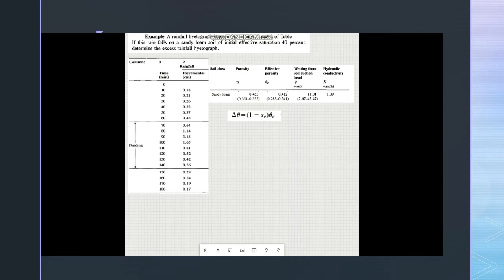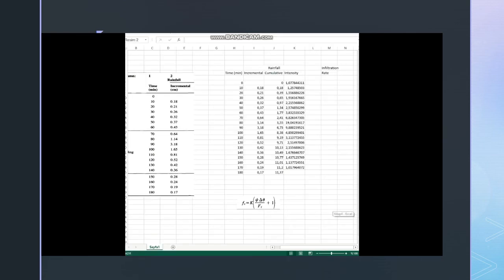Hydraulic conductivity, which is 1.09, right? 1.09. Where is it? Here. Okay. So infiltration rate is equal to, so it's 0. There is no infiltration rate after 10 minutes, it starts, let's say. Okay, so we will go one step ahead.